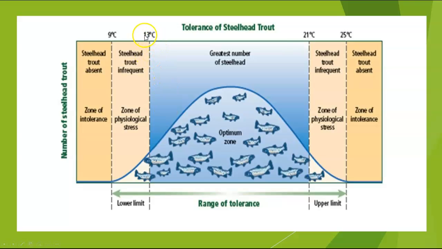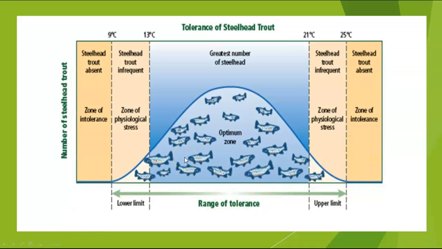And then anything below 13, you're getting into the zone of physiological stress. That just means the temperature is so cold that it's becoming harder for them to survive. And look at how your numbers have dropped. And then the zone of intolerance is 9 degrees or less. Same goes for the opposite side, where you have 21 degrees. That's the zone of physiological stress. And then 25 degrees, they cannot survive.